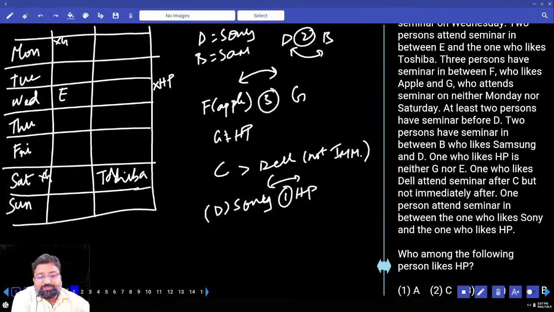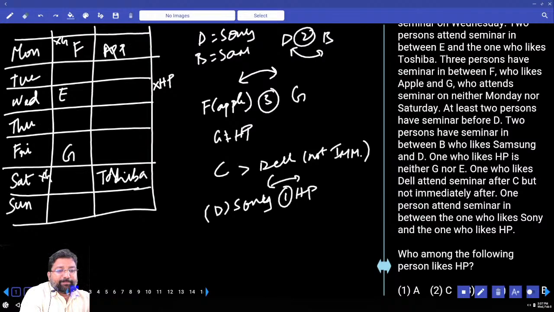Yes. What should I do? What is the best way of solving the question? Look at the possibility which covers more places. F, Apple and G. It will cover how many places? 5 places. If I take F, Apple here, 1, 2, 3, G can come here, right? Let's try and see what happens. F, Apple and G.